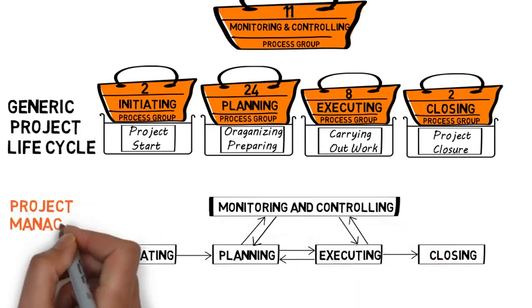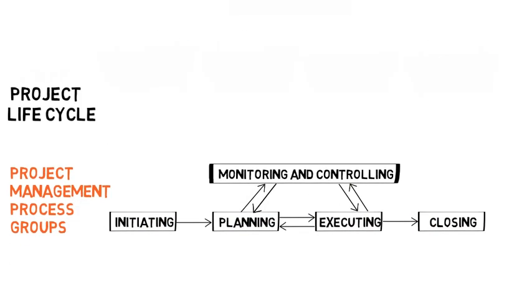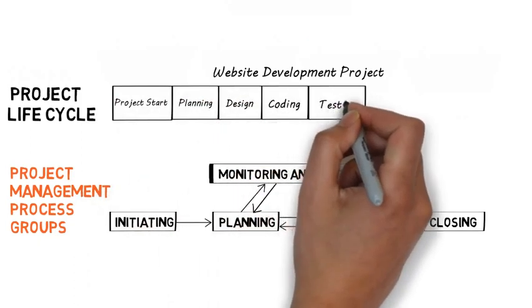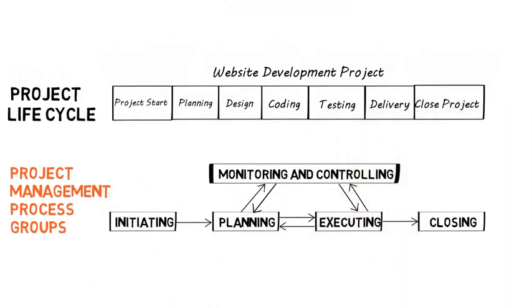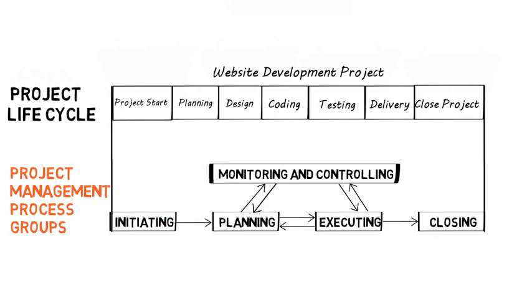These process groups are the backbone of project management. In the example of a website development project, to manage the project effectively, the project manager uses most of the project management processes from these process groups. Certain portions or processes may be repeated throughout the project life cycle.